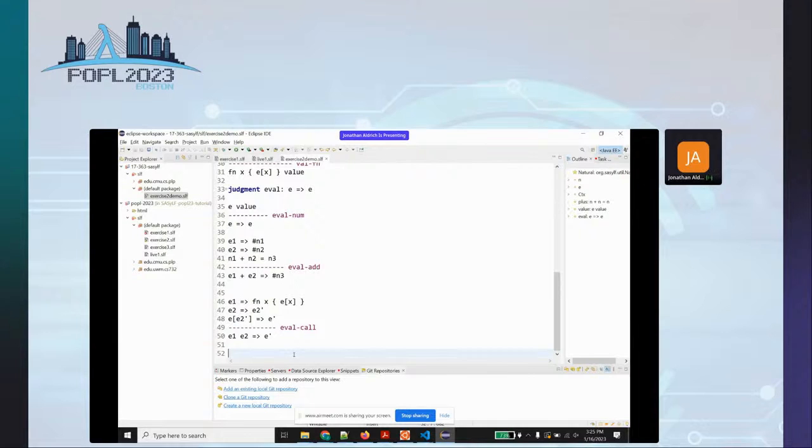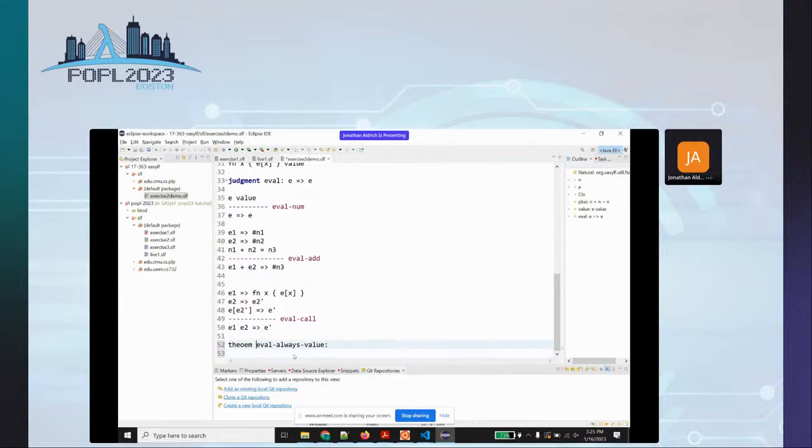Okay, let me show, we have 5 minutes. Let me show a theorem, and then maybe we'll have some time for questions and playing at the beginning of the next session. So this is a theorem I actually proved in class, and then we showed them in a recitation how to prove it in Sassy Elf. So eval should always produce a value, right? Okay, theorem.